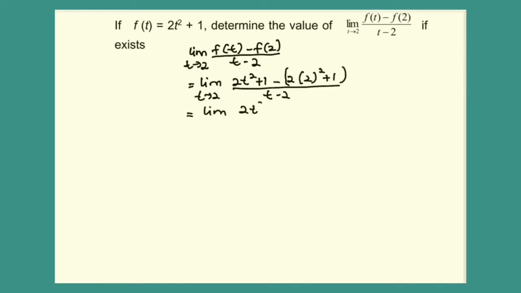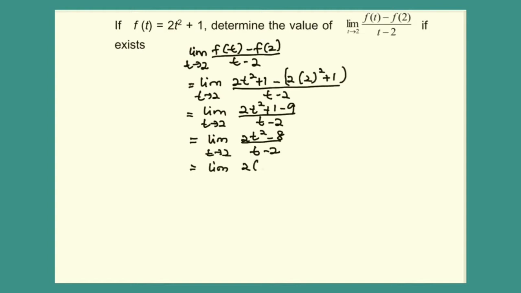Okay, here is 2t squared plus 1 minus 9 over t minus 2 as t approaches 2. This is the limit of 2t squared minus 8 over t minus 2 as t approaches 2. And then we can factor out 2. Here is t squared minus 4 over t minus 2 as t approaches 2.